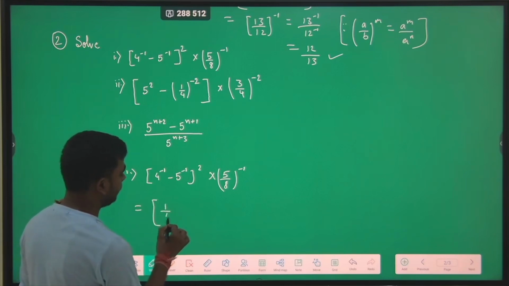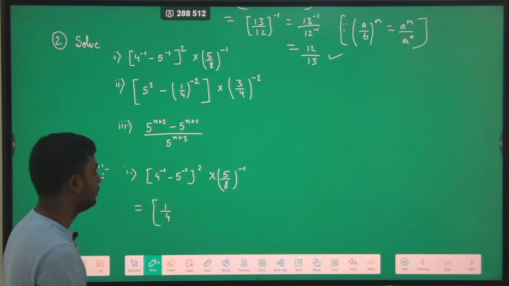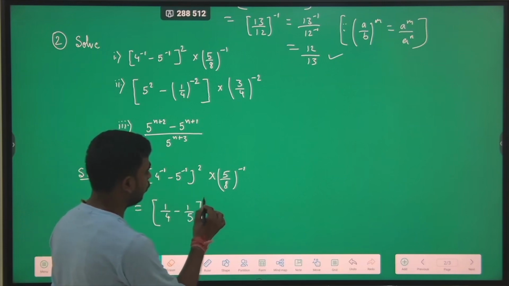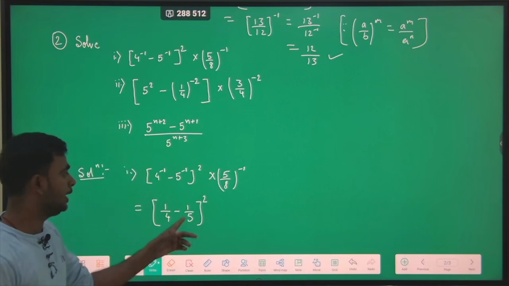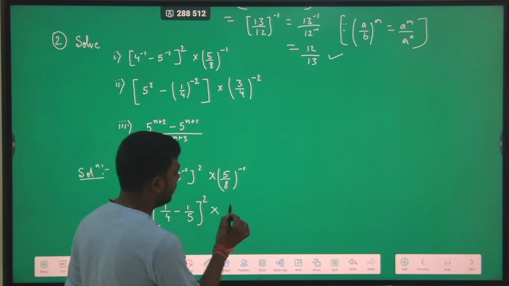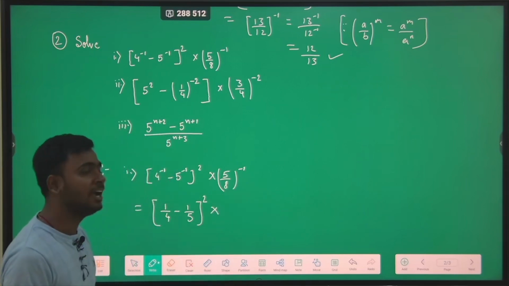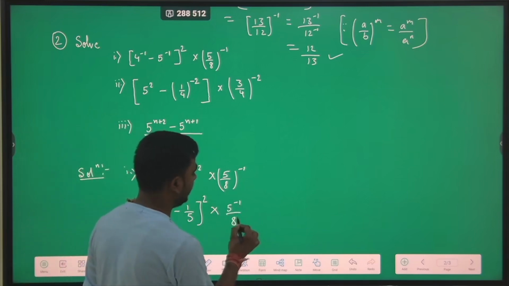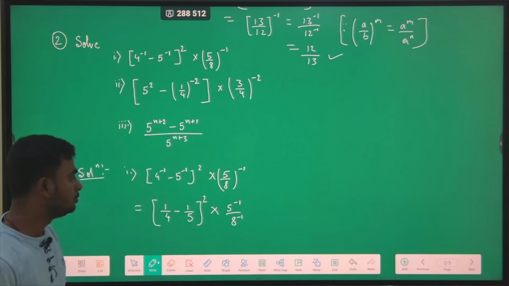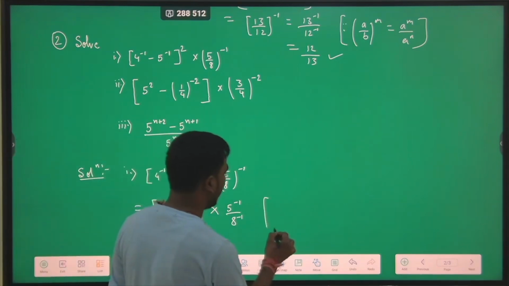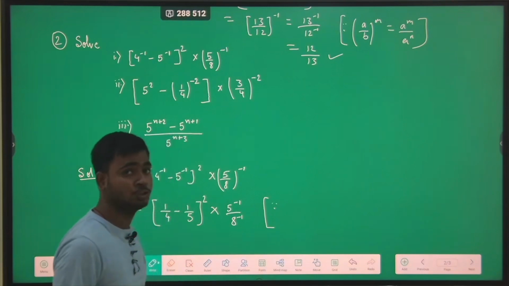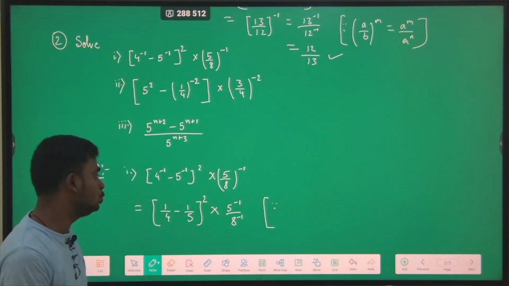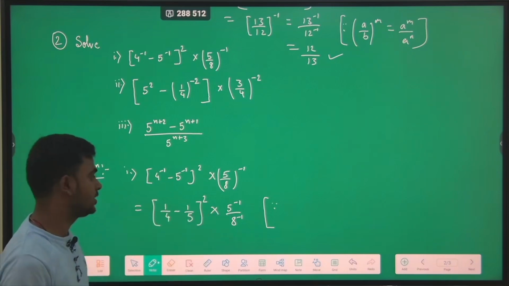Like the same thing, 4 inverse is 1 upon 4, minus 5 inverse is 1 upon 5, it is whole powered with 2. And it is multiplied with (5 by 8) to the power minus 1, so it will be 5 inverse divided by 8 inverse. Okay, so what law have I used? We have to provide what laws we have used for the simplification.